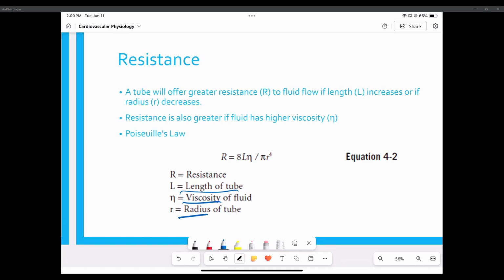Radius of the tube is the big one. What's the radius? And if you look at the formula, where is the radius? On the numerator or the denominator? Denominator. Also, look at that equation. The radius is to the power of 4. It's a 4-fold change with changes in radius. Radius is the big thing that we can alter.